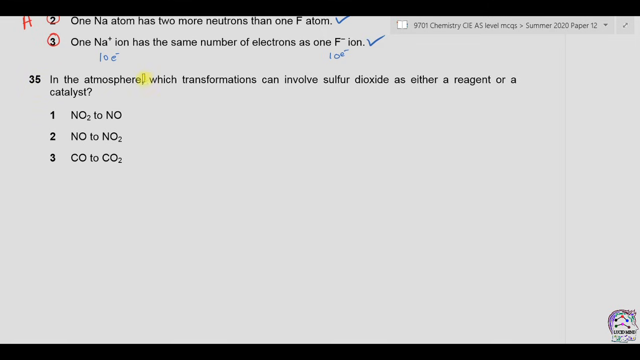Question 35. In the atmosphere, which transformations can involve sulfur dioxide as either a reagent or a catalyst? 1. NO2 to NO. As this is a reduction reaction, we can see that sulfur dioxide reacts in the atmosphere with NO2 and converts it into NO, and itself is converted into SO3. So therefore sulfur dioxide can do this reaction, so 1 is correct.